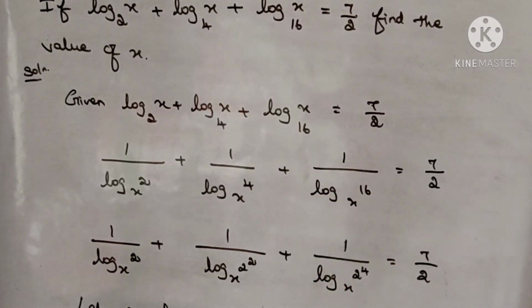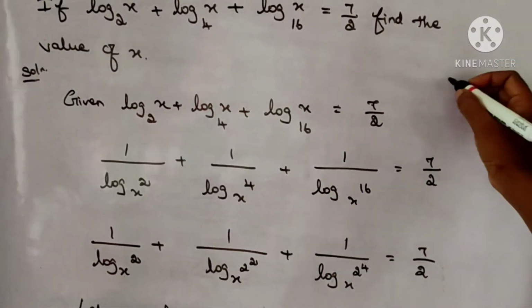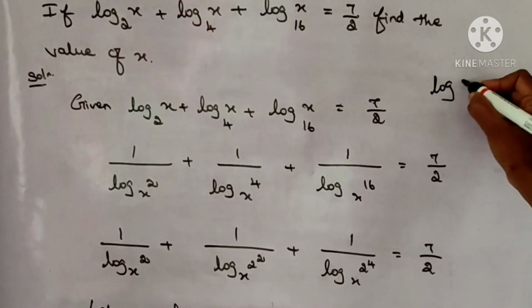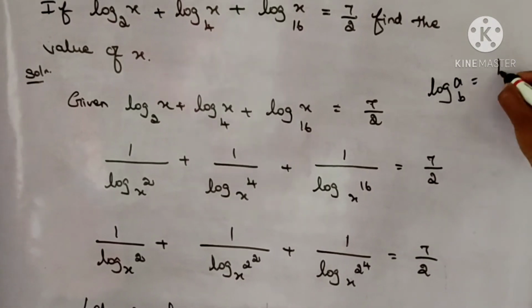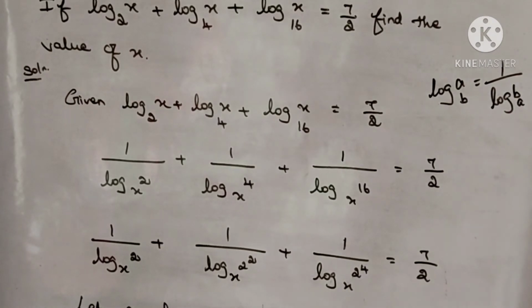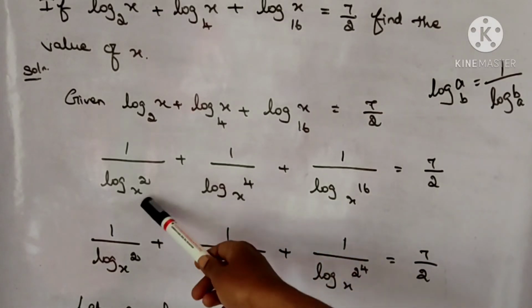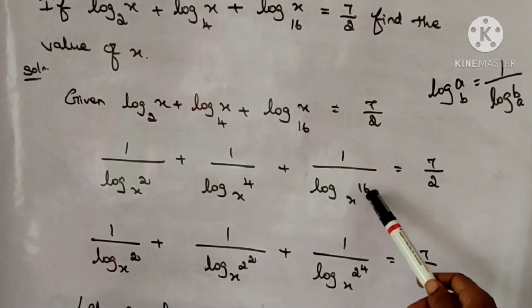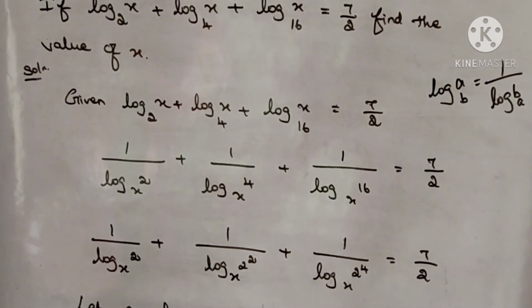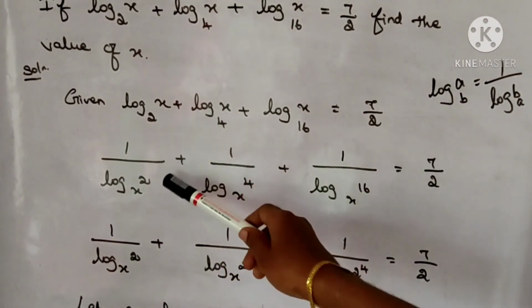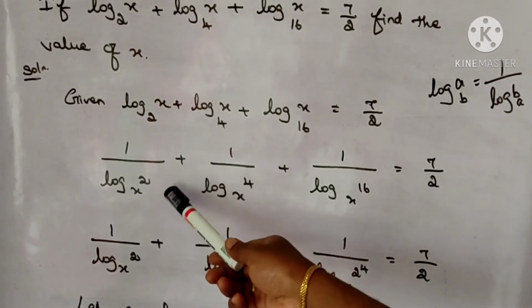So we change the log values using this result. We want all the base values to be the same. So we can use log a to the base b is equal to 1 by log b to the base a. Okay. If we take the reciprocal, the bases are changed. So 1 by log 2 to the base x plus 1 by log 4 to the base x plus 1 by log 16 to the base x equal to, we get 7 by 2. We only apply this result and write the reciprocal, the base value also changed.